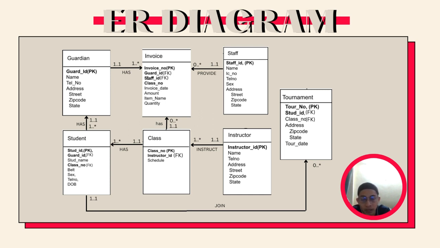Then we have the invoice. In the invoice, we have the invoice number as the PK, card ID, staff ID, class number as the FK, and then we have the invoice date, amount, item name, and quantity. I think that's all for me.